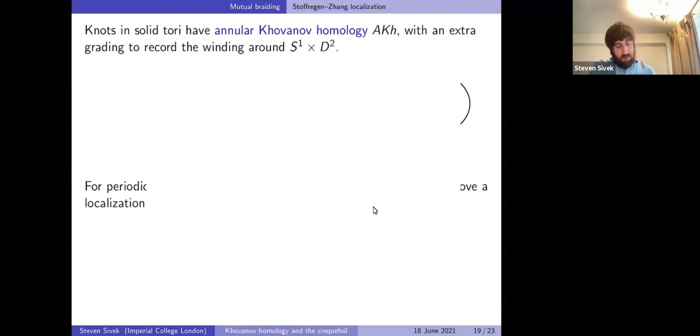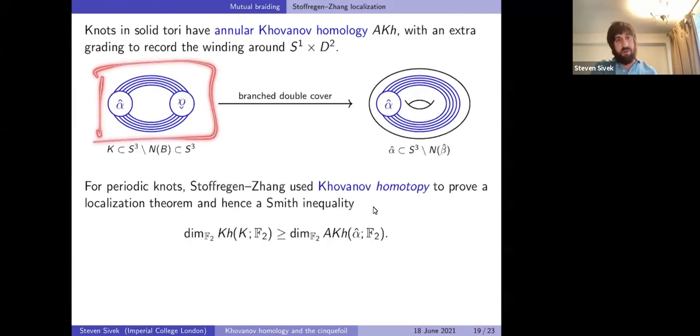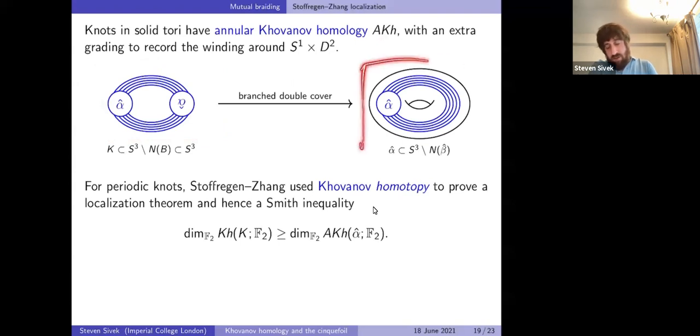So the picture is, again, here's our knot K with the Khovanov homology of a 2,5 torus knot. It's periodic, as I've drawn here on the left. It's the branch double cover of this braid axis alpha hat in the complement of this braid with unknotted closure. And for the symmetry, there's a localization theorem and a Smith inequality that comes out of Khovanov homotopy theory. This is a selling point for this whole Floer homotopy program: in the presence of symmetry, you can do things like this. You can get rank inequalities out of knowing that there are symmetries. So this is due to Stoffregen and Zhang.